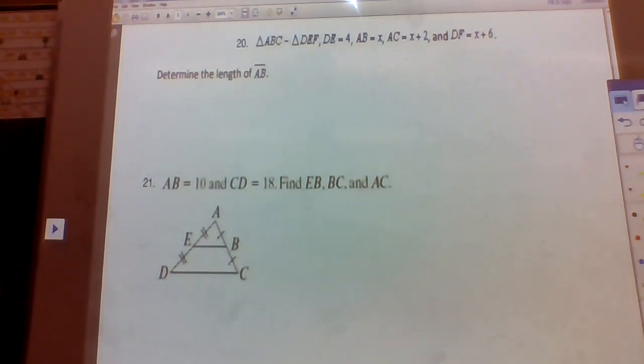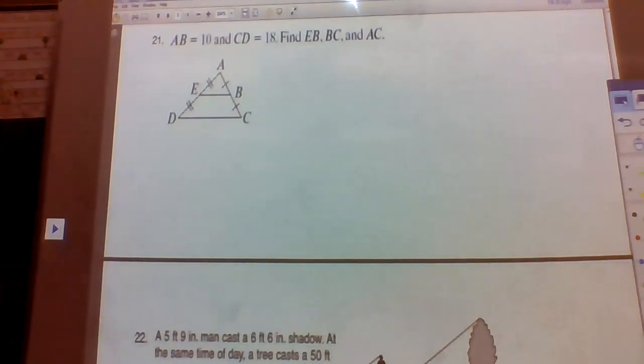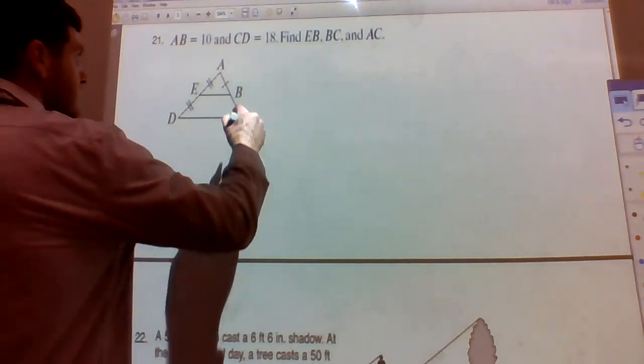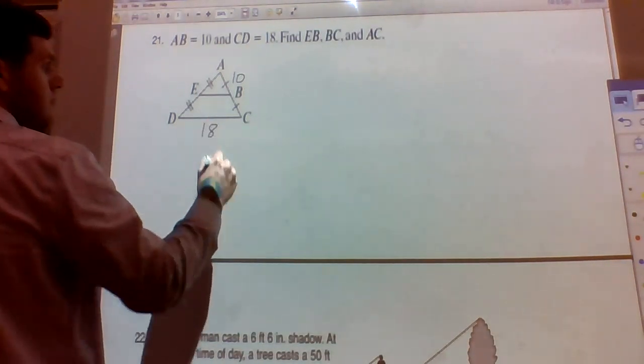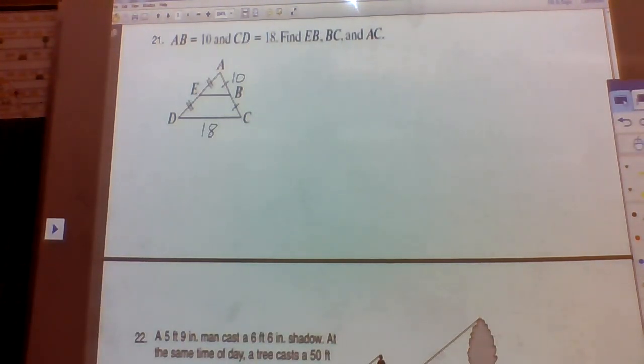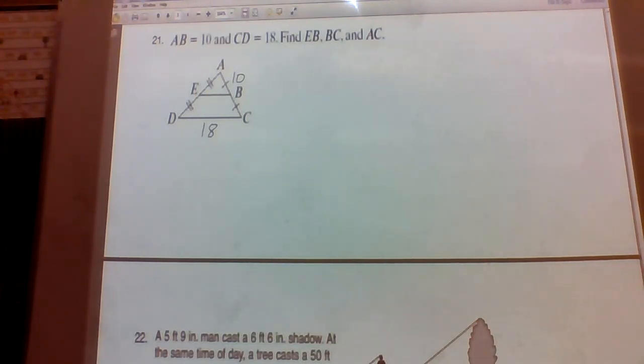21. 21 is a good one. AB is 10. CD is 18. Find the lengths of EB, BC, and AC. Oh, because it's the midpoint, so it's going to be half. We probably shouldn't put this one on there. It's going to be half.